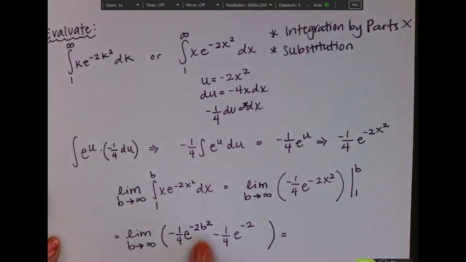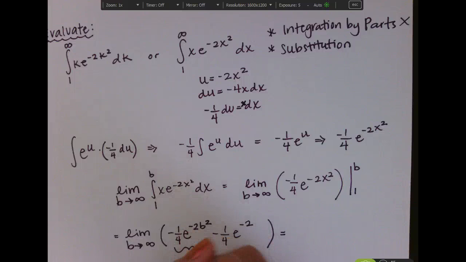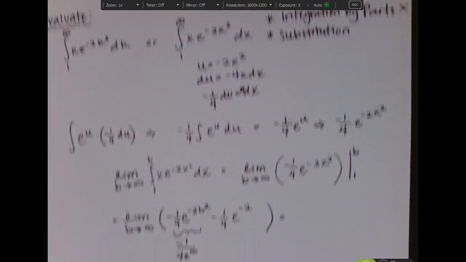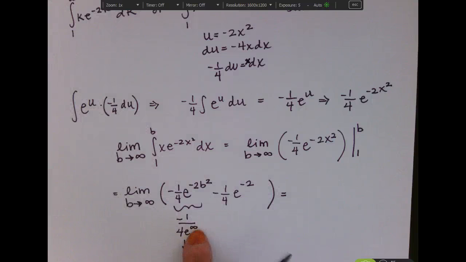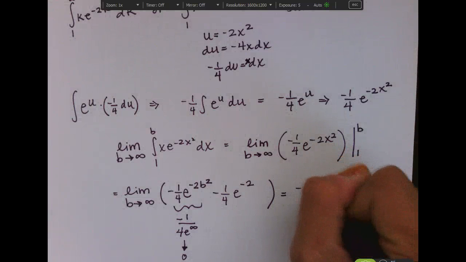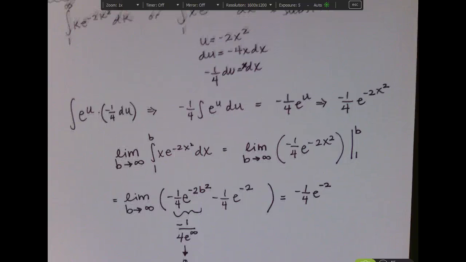Let's let b go to infinity. What's going to happen to this entire exponent here is that it's going to become negative infinity. So this whole thing is really like having negative 1 over 4e to the infinity power. And that whole thing is going to go to infinity on the bottom, which means the term goes to 0. And so my final result is negative 1/4 e to the negative 2.